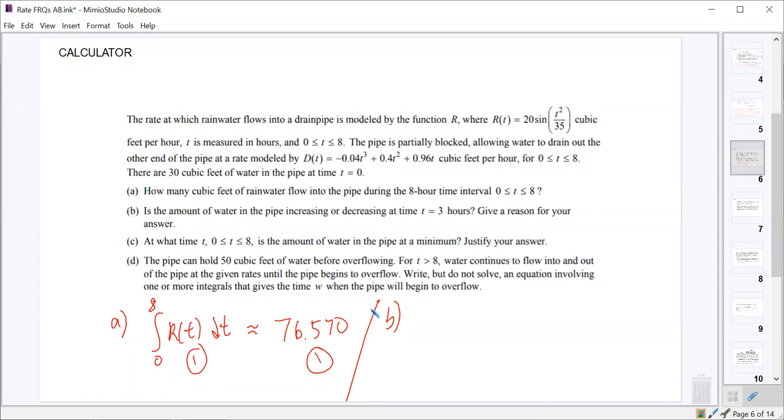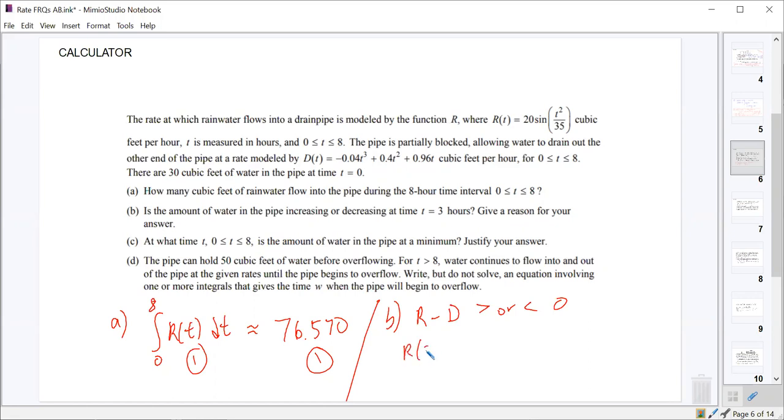Well, the amount of water in the pipe is the integral of R minus the integral of D. And so if you took the derivative of that to find out if it's increasing or decreasing, that'd be, is R minus D greater than or less than 0? That'll tell us if it's increasing or decreasing. We're specifically talking at 3.